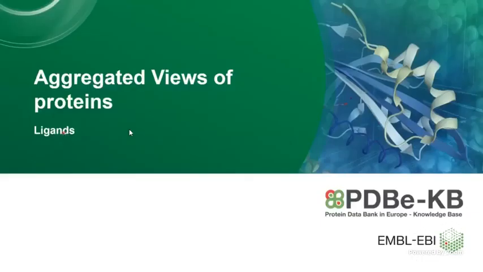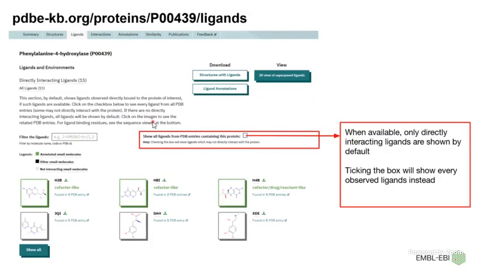Moving on to the next section, which is the ligands information on the aggregated view of proteins. This is how the ligand page looks. This section shows you all the ligands. By default, it only shows the ligands which are directly bound to the protein of your interest. However, if you click on this button, you can see all the ligands which may or may not be directly interacting with your protein. In this case, the directly interacting ligands and all ligands are the same. All the ligands are interacting, and hence you see the number is the same.